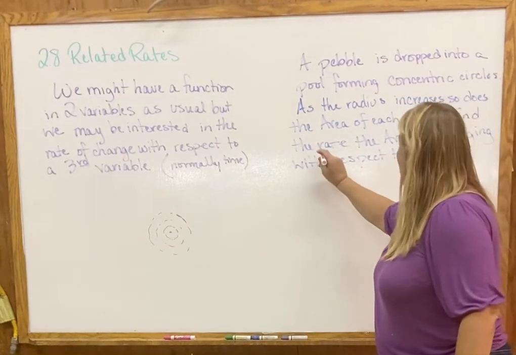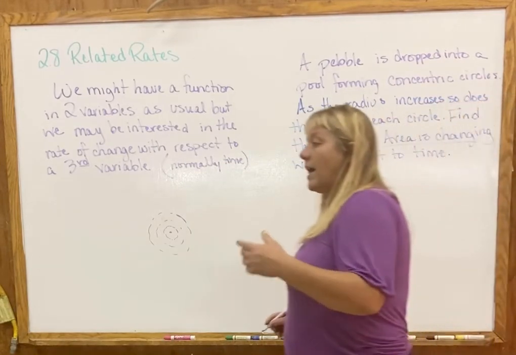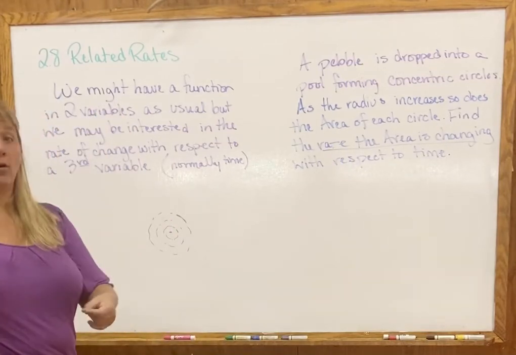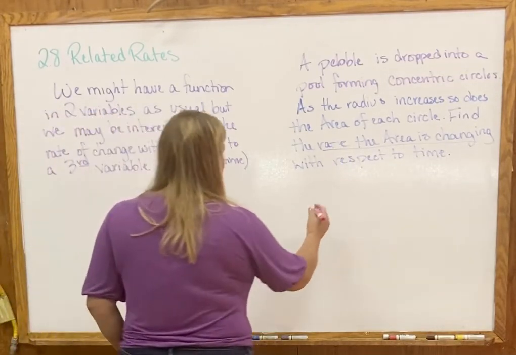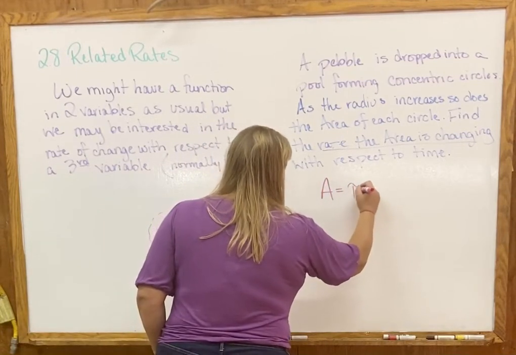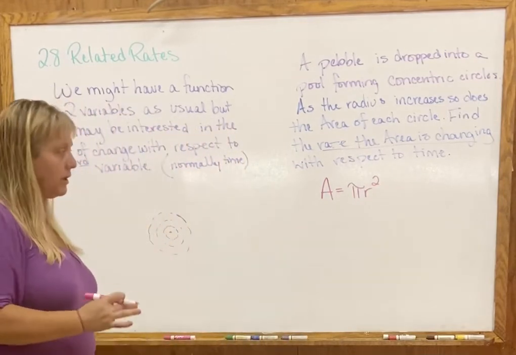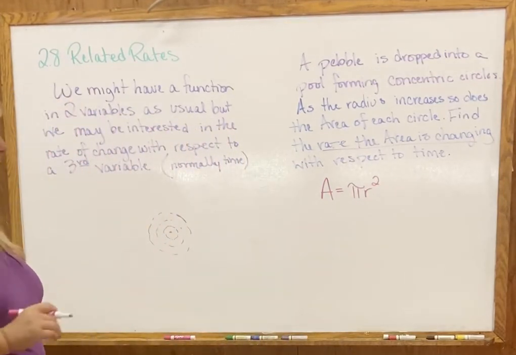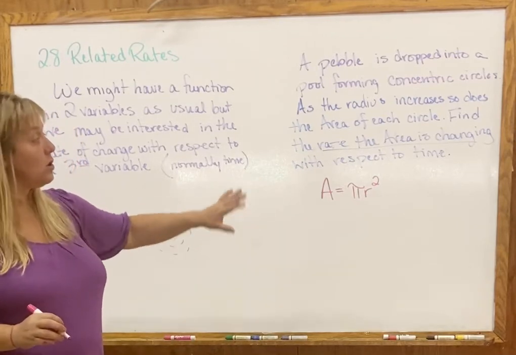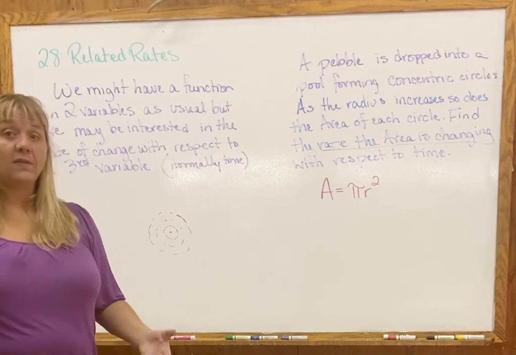Now, this says we want the rate the area is changing. So that tells us what function we're interested in. We're interested in the area function. So hopefully we remember that the area of a circle is pi r squared. I know you business people don't have to deal with this too much, but hopefully you remember that that's the area of a circle. Okay, so we've got our area of a circle, but we want the rate of change. So that means we need to find the derivative.